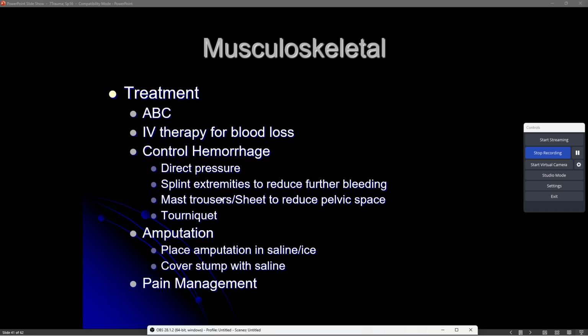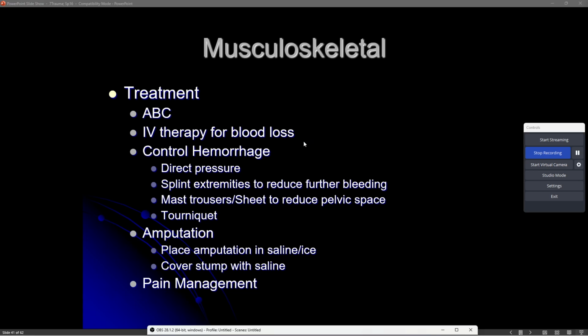So what are we going to do? We're going to do IV therapy for blood loss. We're going to replace that volume. Typically ISO. ISO is the key here, not hyper or hypotonic solutions, but isotonic solutions. Colloids potentially if required. We're going to control the hemorrhage, direct pressure, splint the extremity to prevent further bleeding. We're going to use a sheet to reduce pelvic space. So in other words, we're going to band the pelvis together to decrease pelvic instability and blood loss. We're going to use a tourniquet if necessary.